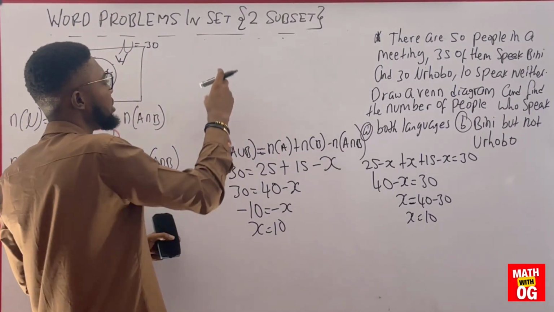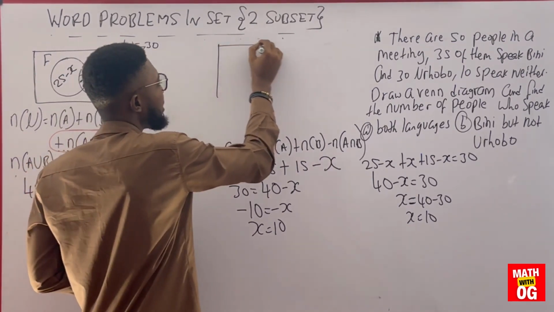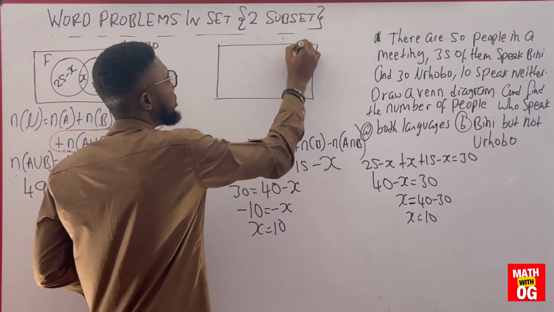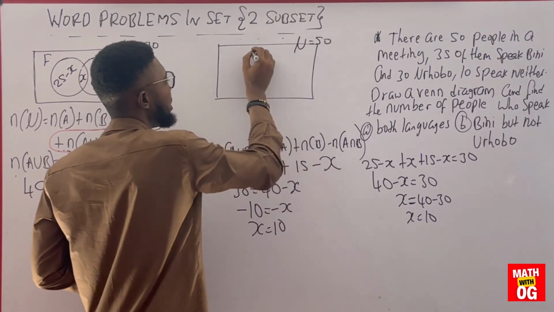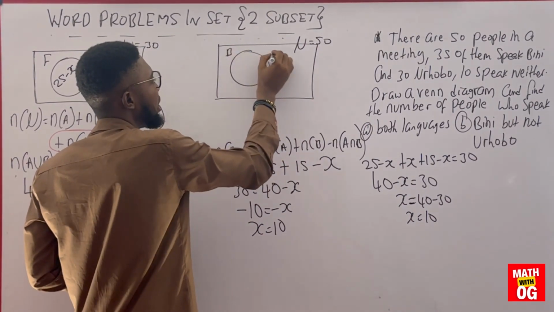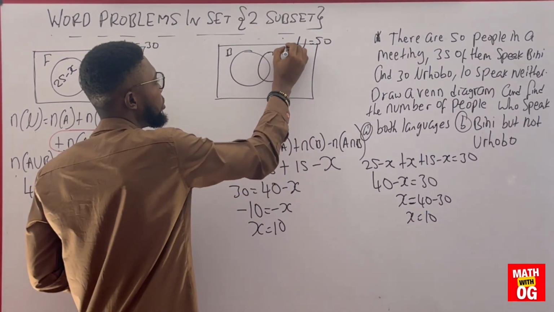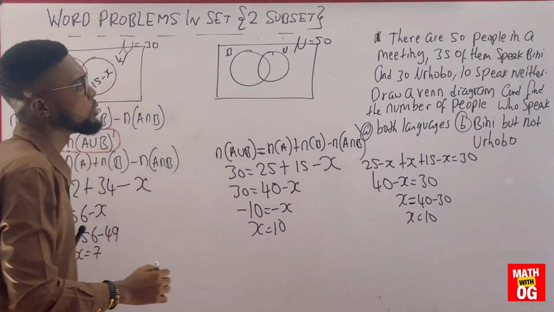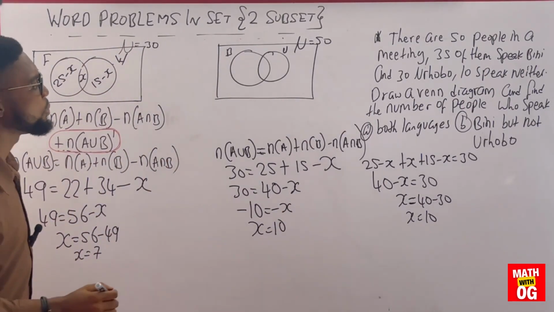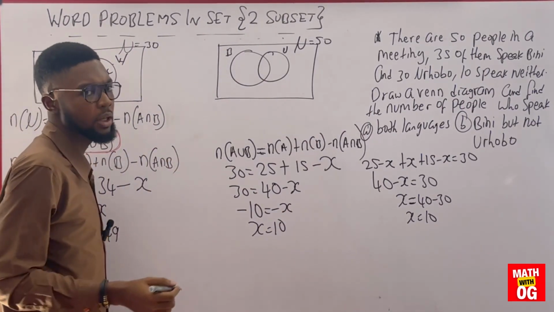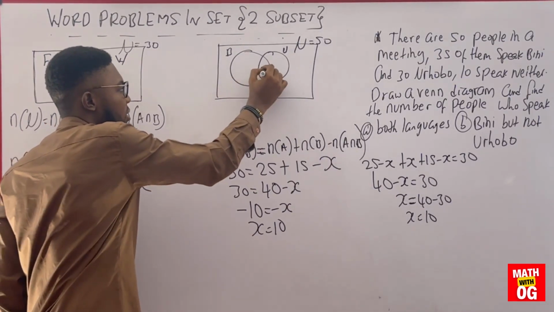50 people in a meeting, so that should represent my universal set. U is equal to 50. Let this be for Bini and let this be for Urhobo. So we are told that 35 of them speak Bini, 30 speak Urhobo. How many speak both? We don't know, so let's call it X.